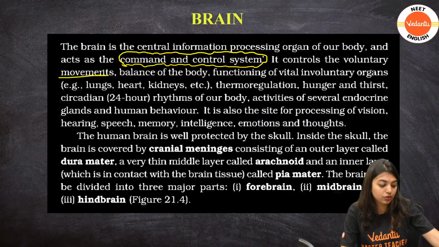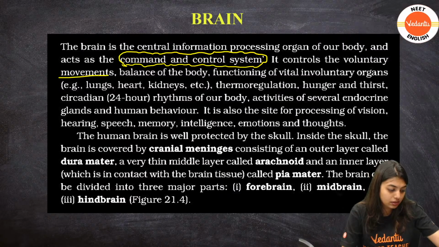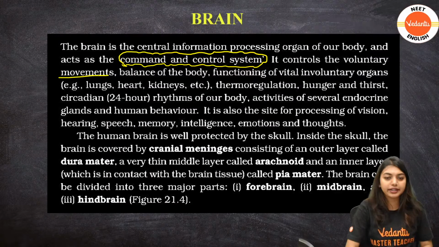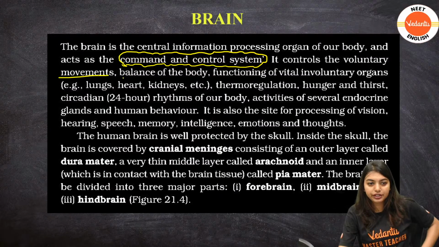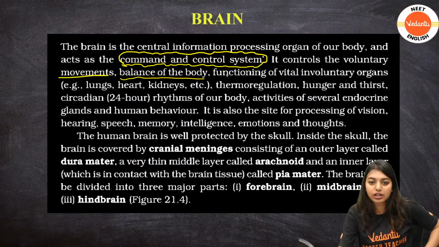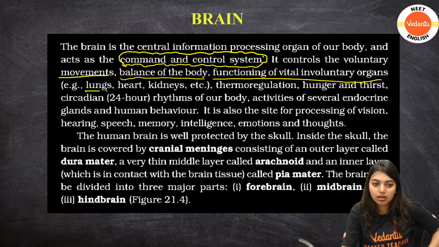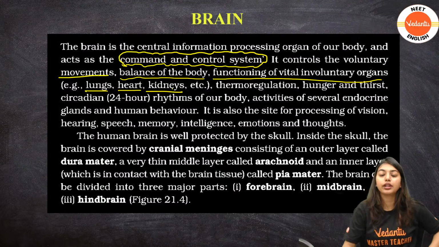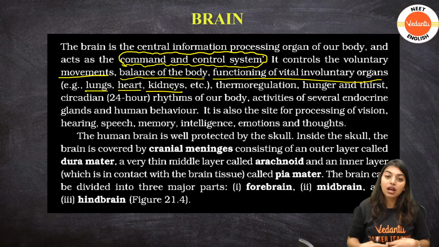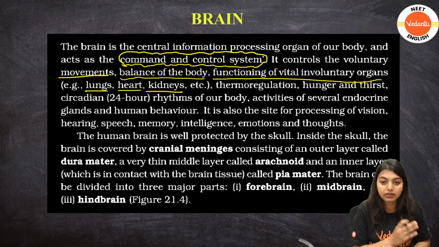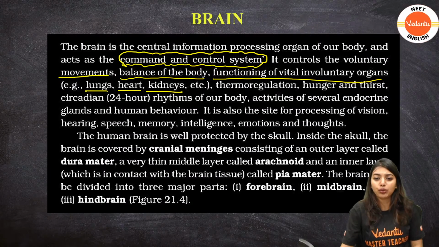Very important. It controls the voluntary movement. Yes, the handwriting is visible, no? It controls the voluntary movement. It balances the body functioning of vital involuntary organs like the lungs, heart, kidney. This is what I told you. Even if it is in our control or not in our control, all the working will be done by the brain, right? The brain is capable of doing all of this.